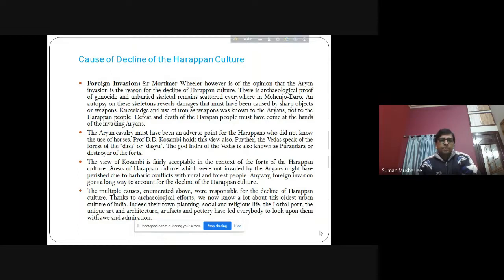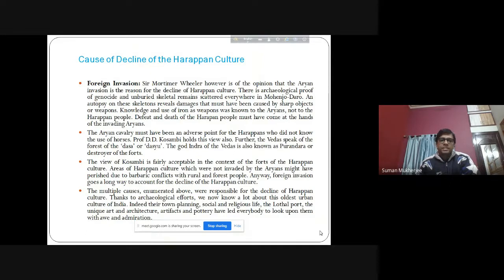And the Aryan cavalry must have been an adverse point for the Harappans, who did not know the use of horses. And Professor D.D. Kosambi, the noted historian, holds this view also. Further, the Vedas speak of the forts of the Dasa or Dasyu, and the god Indra of the Vedas is also known as Purandara, or destroyer of the forts. And the view of Kosambi is fairly acceptable in the context of the forts of the Harappan culture, and areas of Harappan culture which were not invaded by the Aryans might have perished due to barbaric conflicts with rural and forest people. And anyway, foreign invasion goes a long way to account for the decline of the Harappan culture.